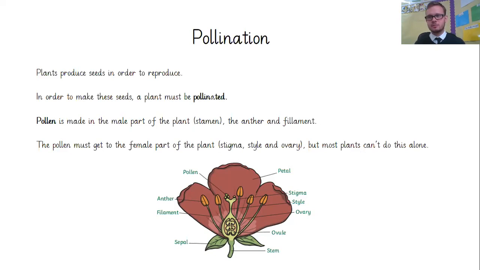Some plants can. Some plants are what are called asexual, and they manage to create clones of themselves. They make exact replicas of themselves, but not many are. Most plants need a little bit of help doing this. Okay.